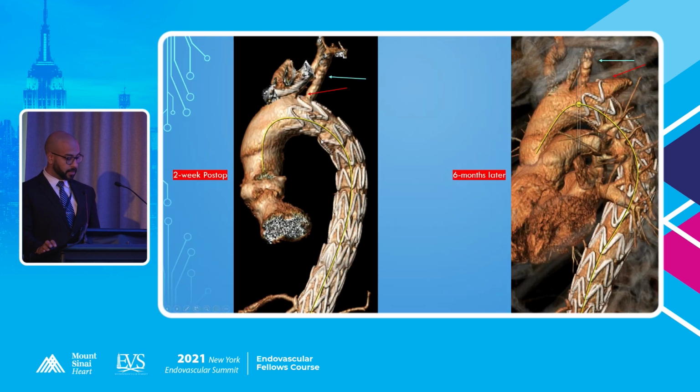And so when we compare these two CT scan images side by side, this is 2 weeks post-op on the left. This is the current one at 6 months now. The red arrow is looking at those bare metal hooks on that Zenith alpha graft. The blue arrow is looking at the left subclavian artery on both of these images.